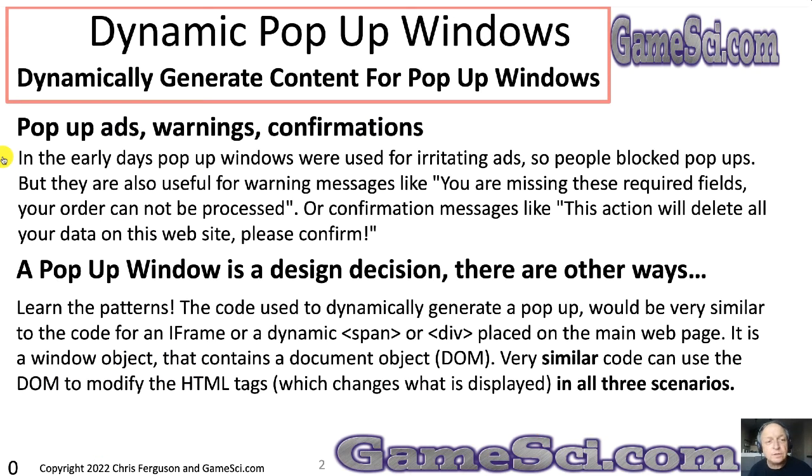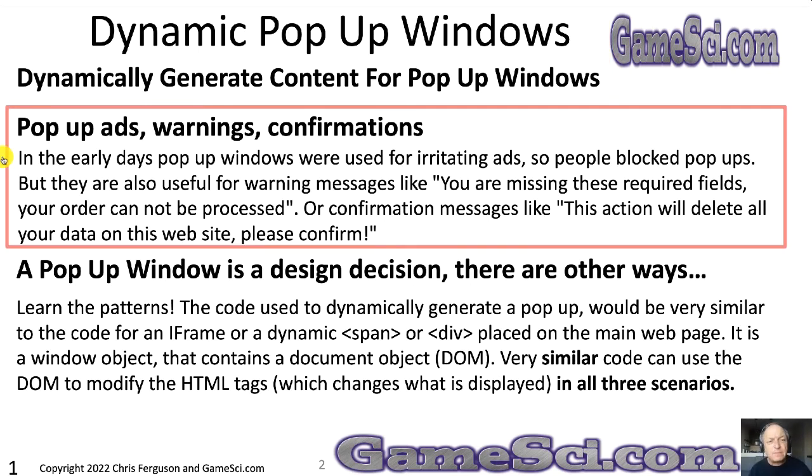Dynamic pop-up windows. Dynamically generate content for pop-up windows. In the last example, we just showed existing pages, CNN and ESPN. Now, we'll generate the content for the window itself. They're often used for pop-up ads, warnings, or confirmations.